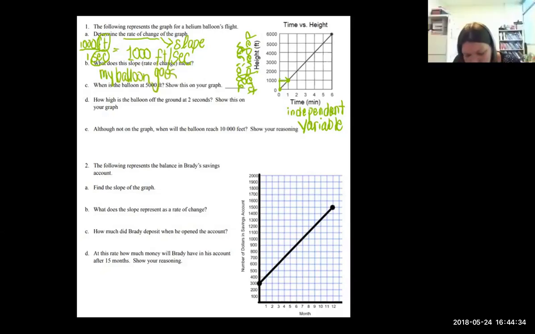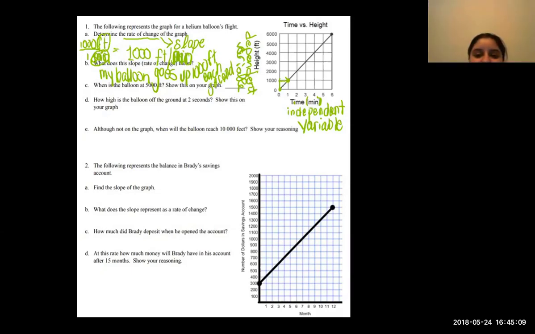Oh, it's not the second, is it? Do you see? Look at what I did wrong. Look at the graph. It says time is in minutes. I'm super slow. Sorry. It should have been 1,000 feet per minute up here, and my balloon goes up. Now that makes more sense. I was like, dear goodness, this balloon is going up fast. That's what that slope means to us in real terms. Does that make sense to you?